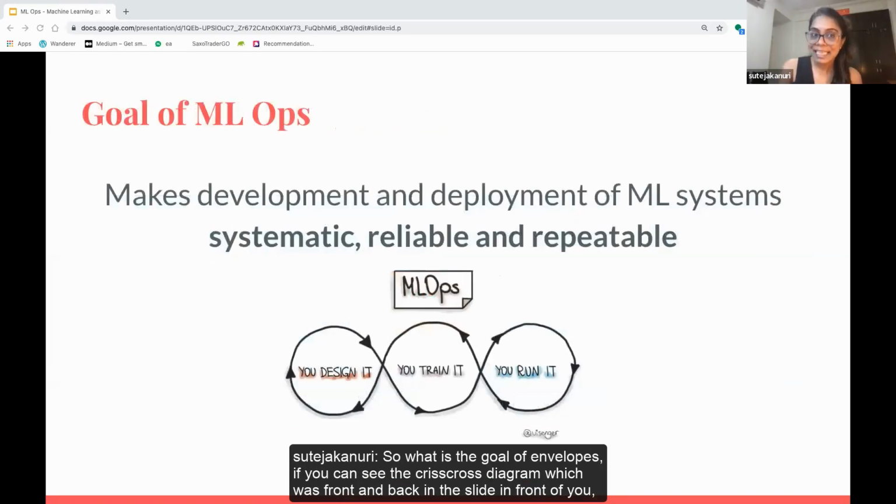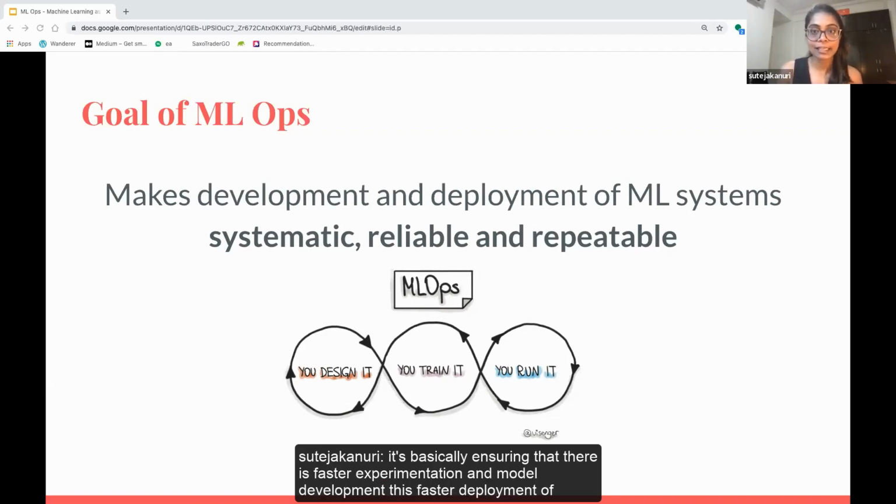So, what is the goal of MLOps? If you can see the crisscross diagram which goes back and forth in the slide in front of you, it says designing, training, running, again going back, forth, and coming front. It's like a spiral, a wave-like spiral, right? So that's what MLOps is all about.